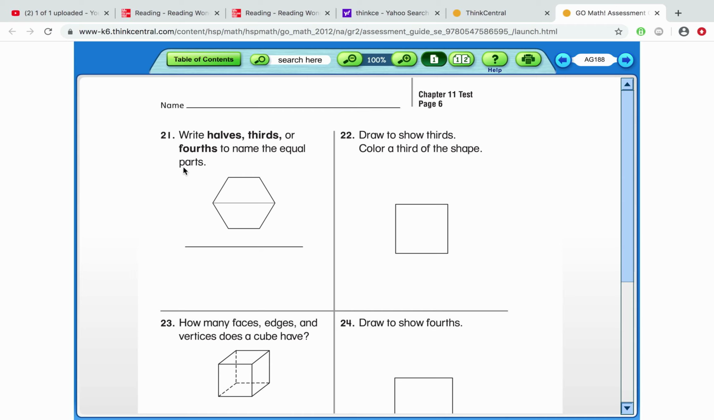All right, second grade friends, remember these math words. They were in your purple box. Halves is when you divide into 2 equal parts. Thirds is when you divide into 3 equal parts. And fourths is when you divide into 4 equal parts. Go ahead and write the correct answer for number 21.